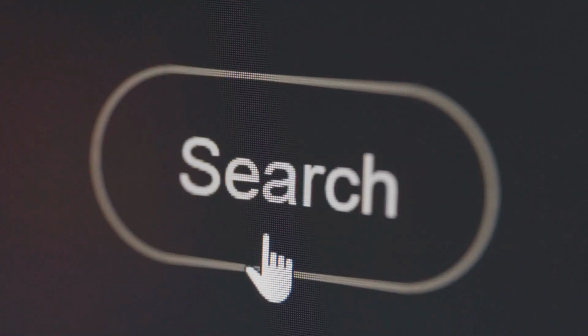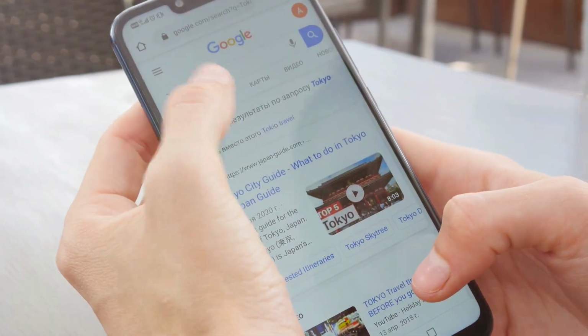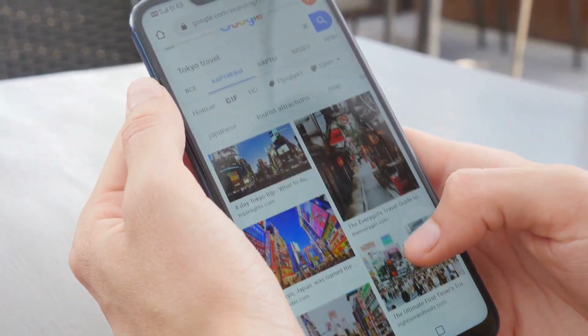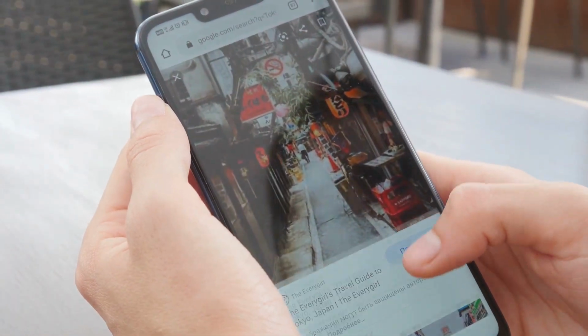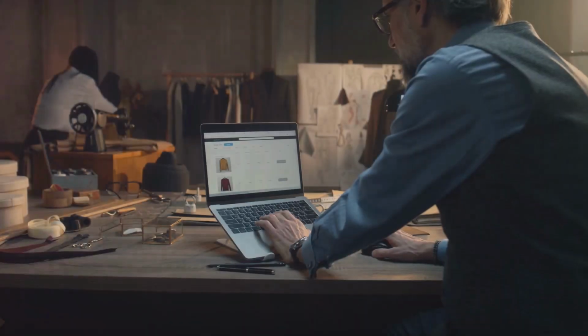AdSense frowns upon doorway pages because they create a poor user experience. Imagine clicking on a search result that promises information on a specific topic, only to be redirected to a completely unrelated website or a sales page. To avoid running afoul of AdSense's policies, focus on creating high-quality, informative content that genuinely addresses the needs of your target audience.